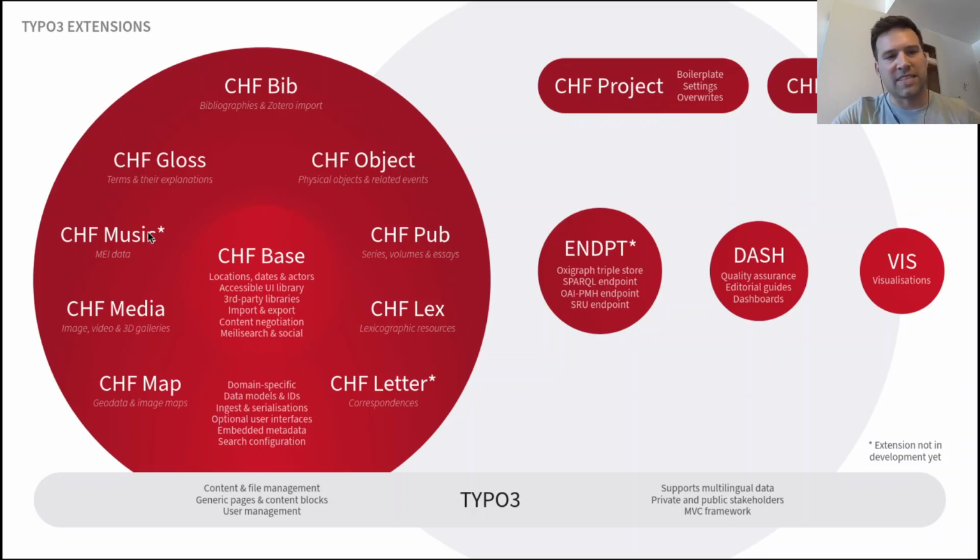And in the second half of this year, I also want to work on a music and a letter component, because we have web pages using a lot of older tech stack, where this could come in handy also for our legacy portals. And then there are more generic extensions, like one providing a Sparkle endpoint, one providing quality assurance dashboards and visualizations, as I said. And there's a project extension, a boilerplate, that you can adapt to your own needs for a particular project.